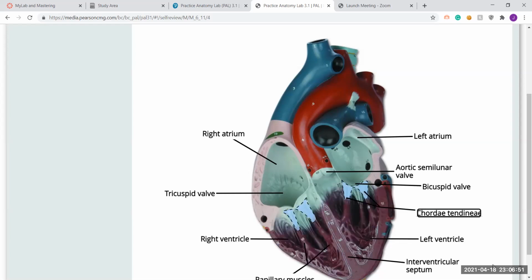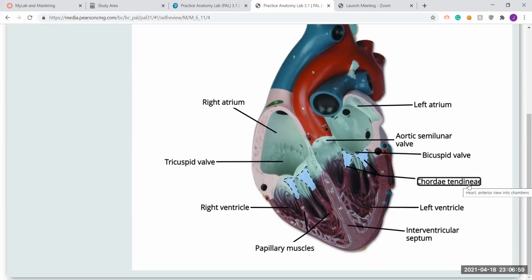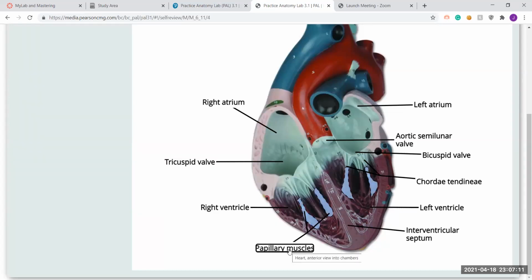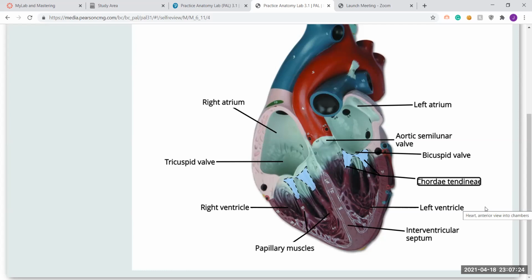So if you see here, these valves are connected to connective tissue. And that connective tissue is attached to the finger-like muscle projection that is called papillary muscle. And papillary muscles are part of the myocardium of the ventricle wall. So these flaps, papillary muscles and chordae tendineae keep the valves in position and prevent them from everting.